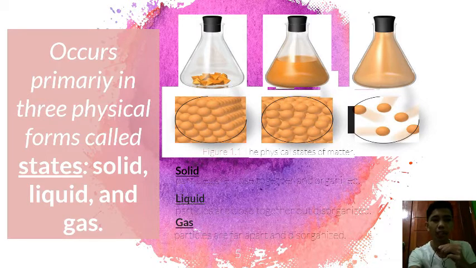So meanwhile, in atomic scale, each state is defined by the relative positions of its particles. As shown in the figure, the atomic scale is defined according to the positioning of the particles. So for our solids, the particles are close together and organized, so the particles are intact. Meanwhile, in our liquid, the particles are close together but disorganized. Meanwhile, in our gas, the particles are far apart and are disorganized.